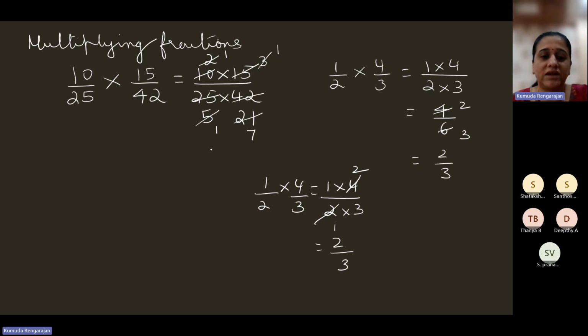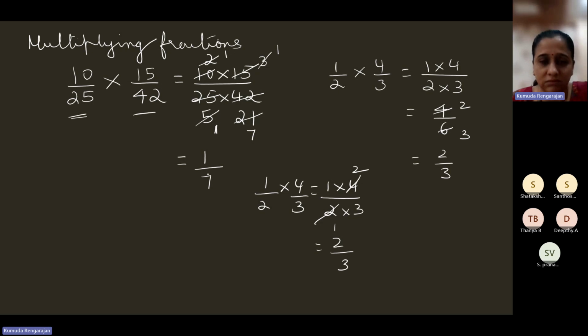So looks like we are done. Okay, so what do we have in the numerator now? 1 and 1, 1 into 1 is 1. In the denominator, we have 1 and 7. 1 into 7 is 7. Multiply the numbers remaining in the numerator. So in the numerator, we have 1, 1 into 1, 1. Denominator, we see 1 and 7. So 1 into 7, 7. So the product of these two fractions is 1 by 7.